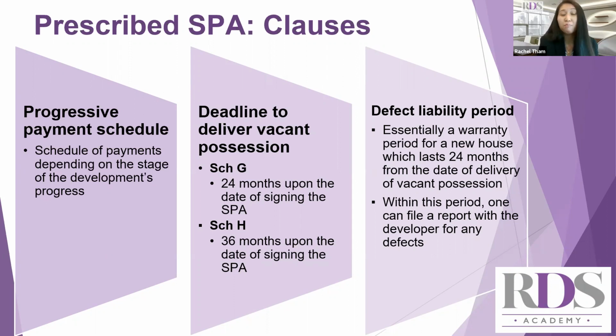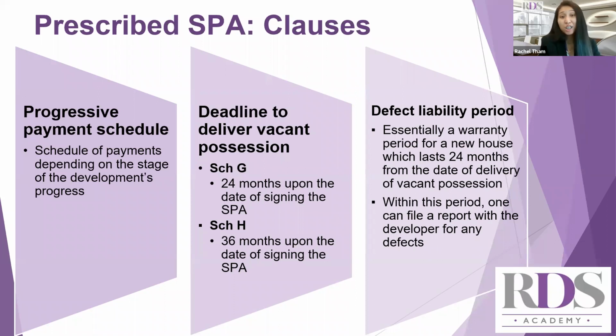The main stages of payments, as seen in Clause 5, third schedule of Schedule G are, firstly, the signing of SPA. Secondly, the completion of various development stages. Thirdly, vacant possession. Fourthly, application for subdivision of the building. Fifth will be the final payments.